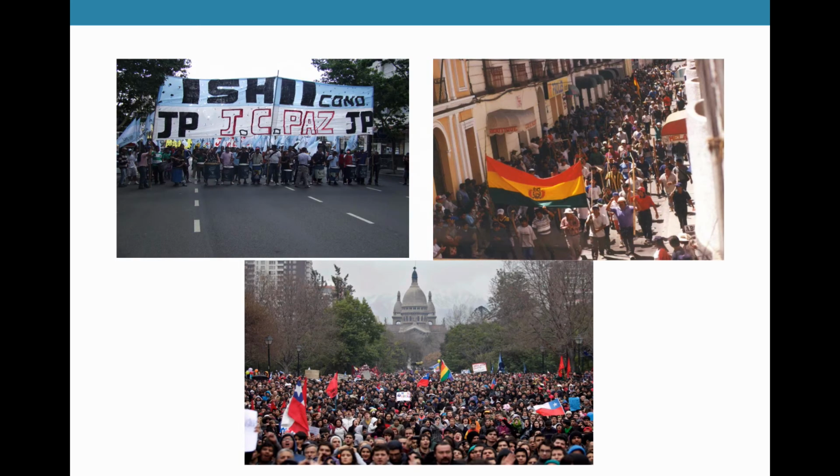For example, your case might be a social movement, and we have three social movements here. The one in the top left is the Piquetero movement in Argentina. This is a movement of unemployed people that are fighting for public jobs. On the right, we have the Bolivian water wars movement. So this is a movement fighting for greater control over water in the city of Cochabamba, Bolivia. And on the bottom is an education movement in Chile demanding changes to the higher education system. So these are three social movements that emerged.